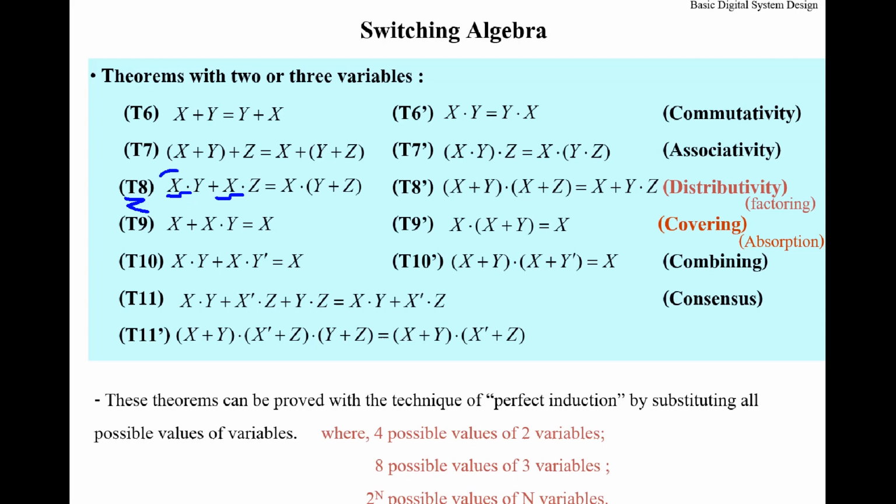Or this one, x and y, x and z. Okay, and it's the same, right? You can factor, okay, x and then it becomes x and then y plus z. Or if you start from the right hand side, you can distribute, x and y and x and z, x and y plus x and z, this one also, right? X or y and z, you can consider this one, okay, x or y and x or z.